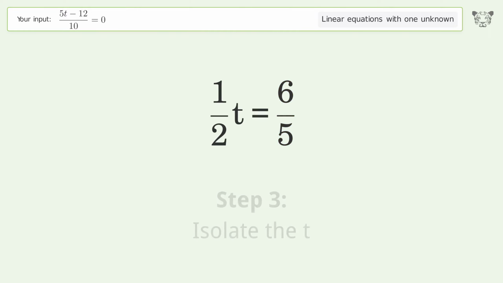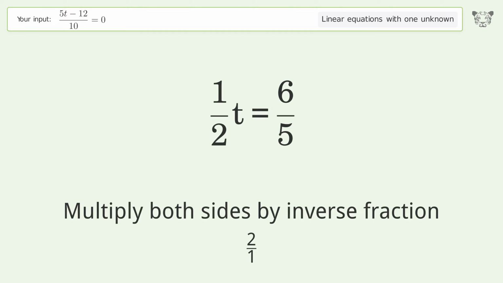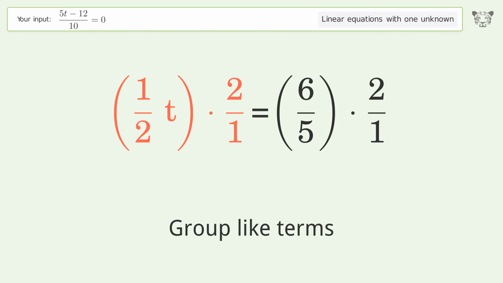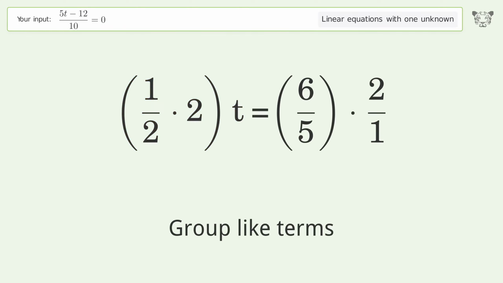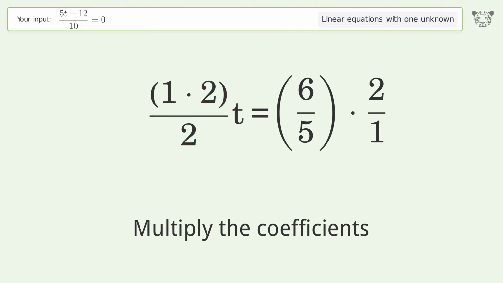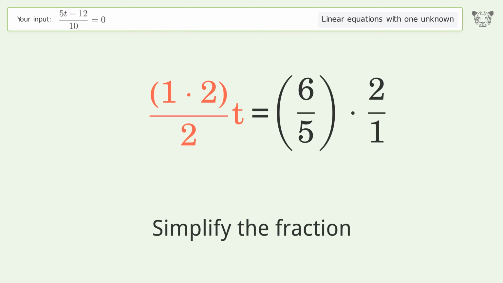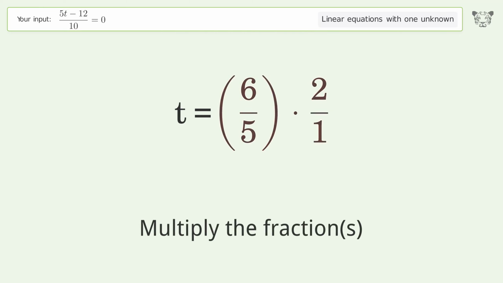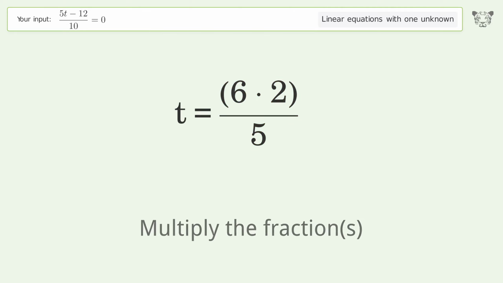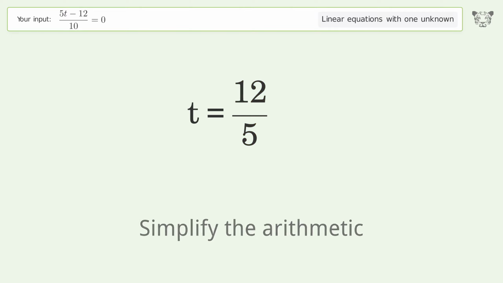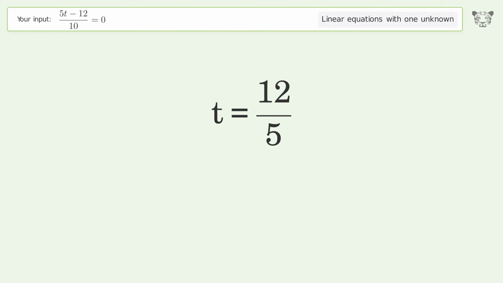Isolate the t. Multiply both sides by inverse fraction 2 over 1. Group like terms. Multiply the coefficients. Simplify the fraction. Multiply the fractions. Simplify the arithmetic. And so the final result is t equals 12 over 5.